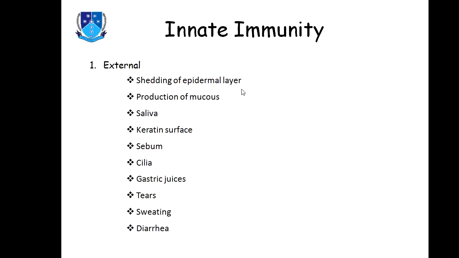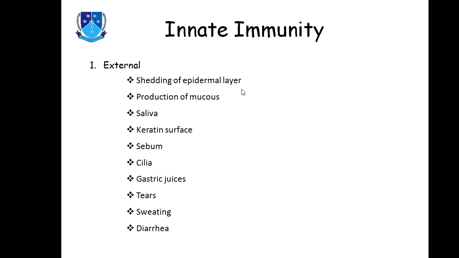The third one is saliva. Saliva contains a large number of enzymes and many other components which could kill the microorganism and which can destroy the foreign matters. So this can also provide innate immunity.